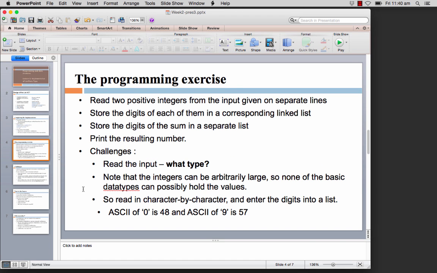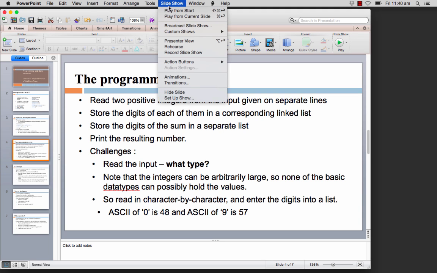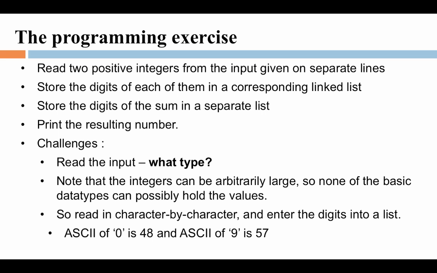I'm going to show you this programming exercise. The programming exercise is extremely simple. Anybody can understand this programming exercise. Okay. I want you to read two positive integers from input that are given on separate lines. We're going to store the digits one after the other from the most significant digit in the left to the least significant digit on the right, in a corresponding linked list. And I want you to compute the digits of the sum into a separate list and print the resulting number.